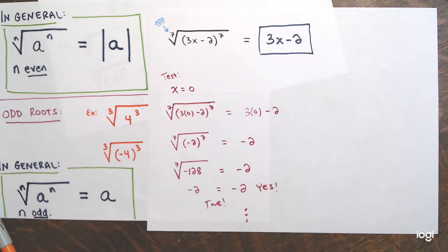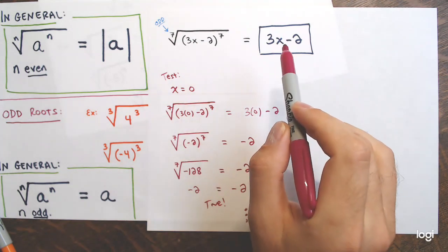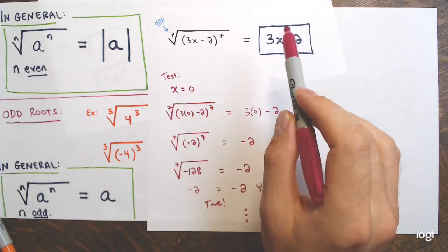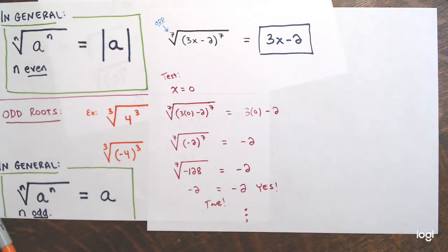And there was no need for absolute values because an odd root of a number can be negative, right? So this expression over here can take on a negative value, like -2. All right. And I've just got a couple more here for you, back to numbers.